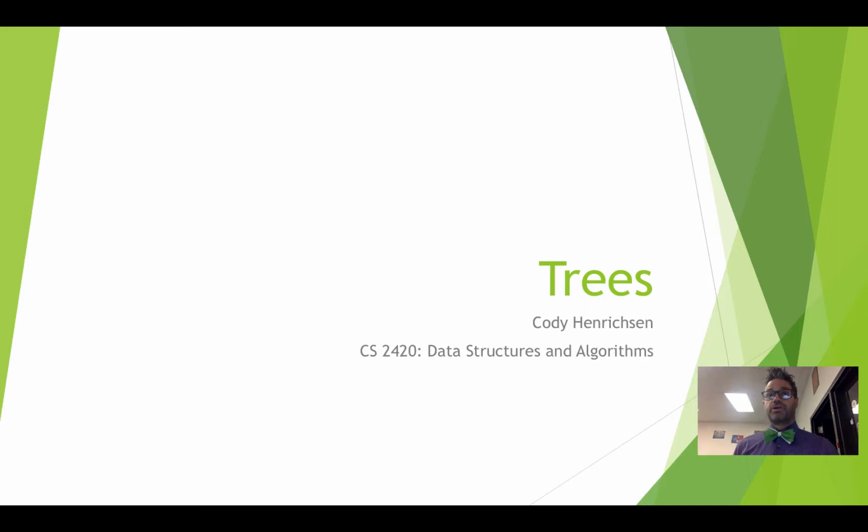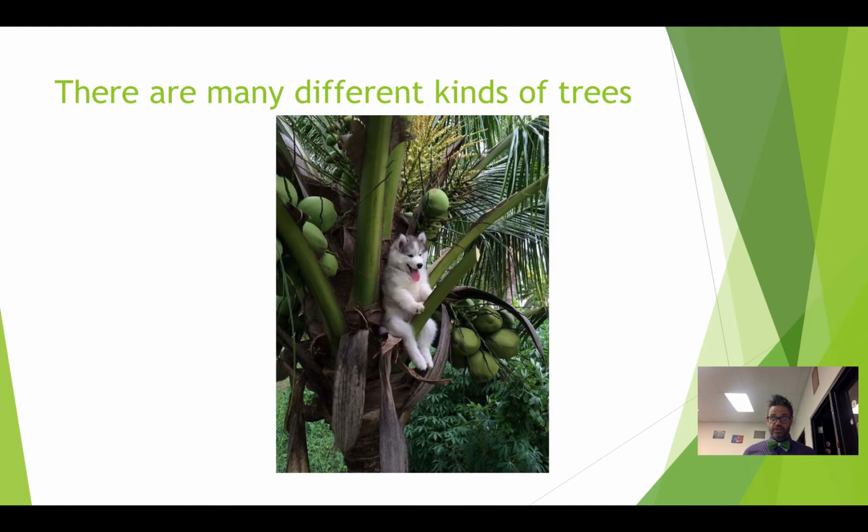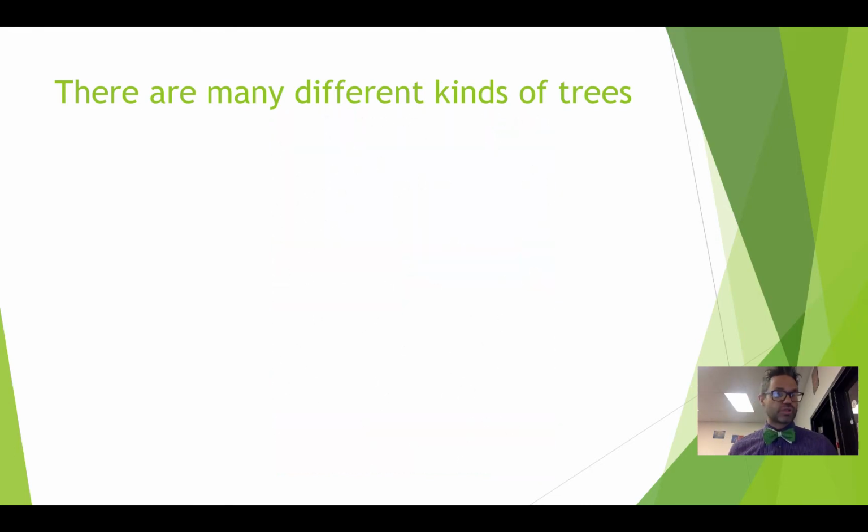Today we're going to be talking about the data structure trees and some of the basic things that we can go along with them. This is for our CS2420 series, Data Structures and Algorithms. So there are many different types of trees. In fact, this is a tree. Wait, well, it's a dog in a tree, and although it's cute and photoshopped and it's not quite real, it's still kind of trees. So let's take a look at some of the trees that we can see here in our data structures class.